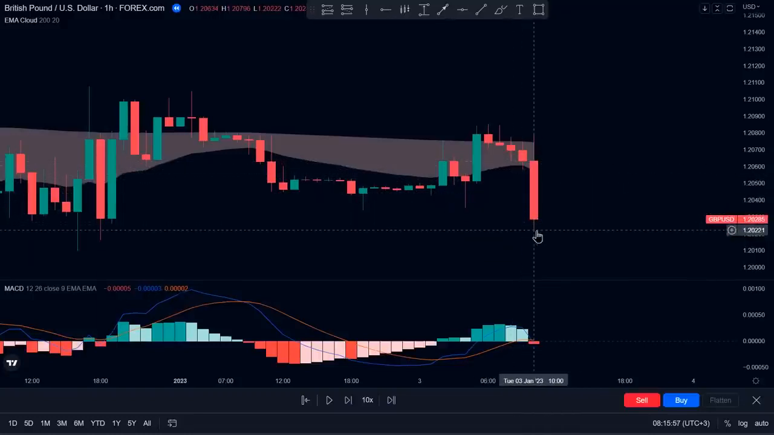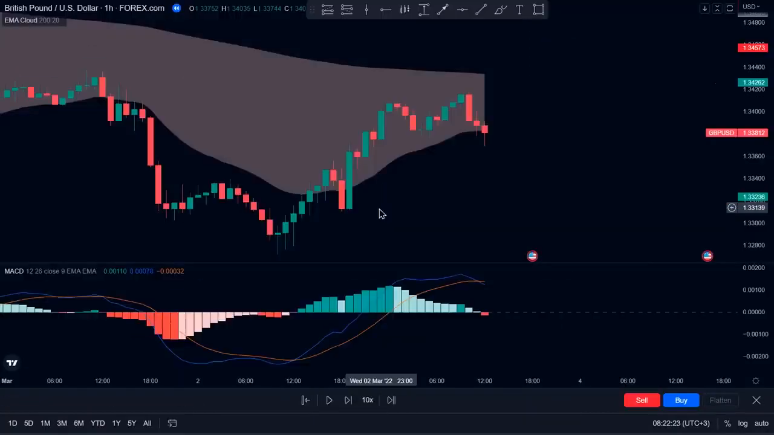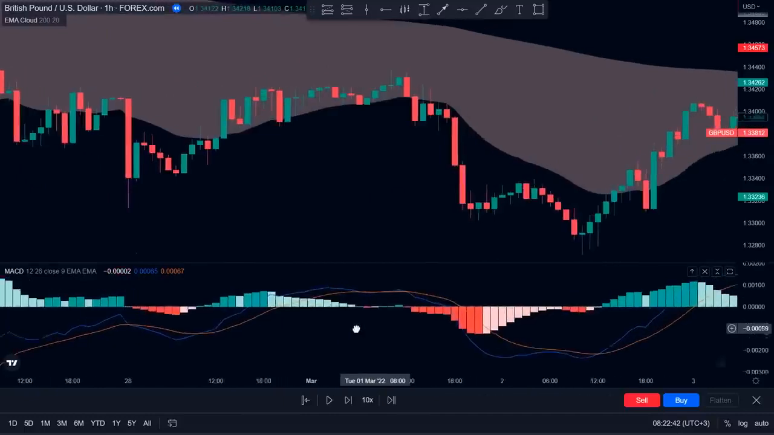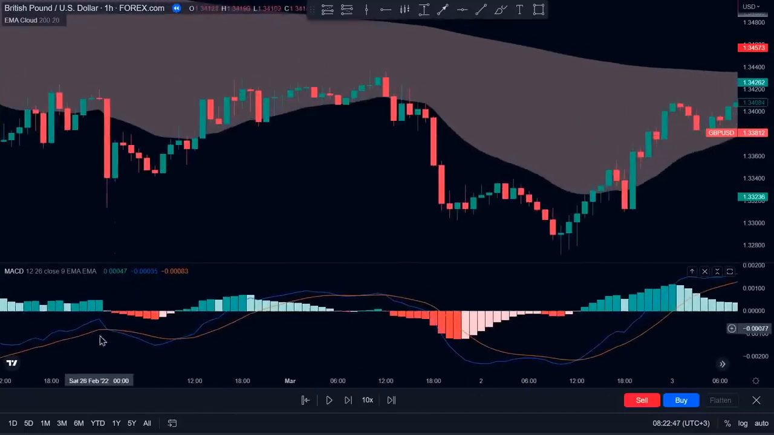It's what we're looking for, right? But looking at this wick, it's also touching the top of the cloud. Well, in this case, we simply skip this trade. The second condition is for the MACD line to cross below the signal line while being above the zero line. If the cross happens below the zero line, like it did right here, you simply skip that setup.